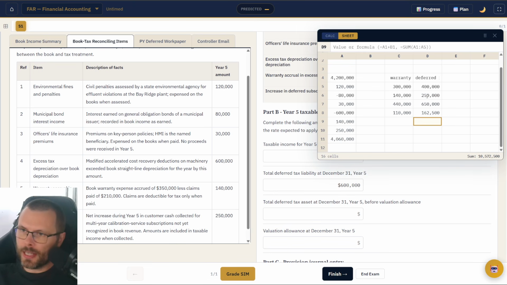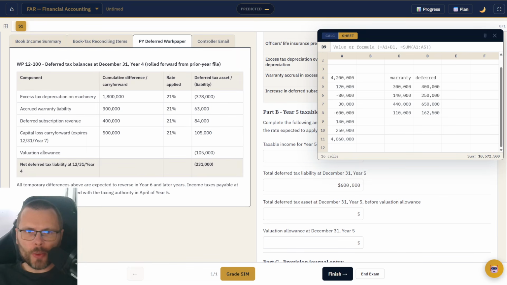$650 times the 25%, 162,500. But then you've got this third one, this capital loss carry forward, 500,000. So you're allowed to book that deferred tax asset at the rate, which is 25%. So you've got 500 times 25%, 125. So that's this. The warranty, the deferred, and the carry forward, 397,500. That's your deferred tax asset at the end of year 5. 397,500. Okay.